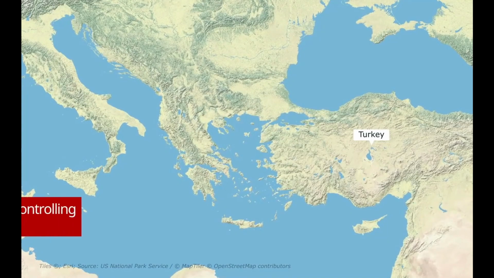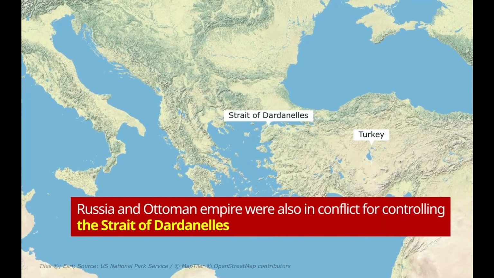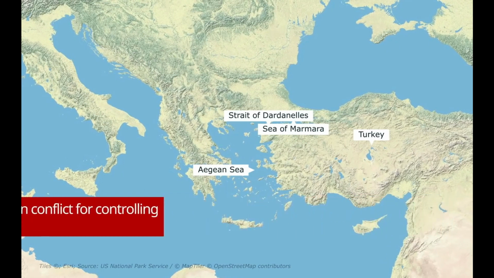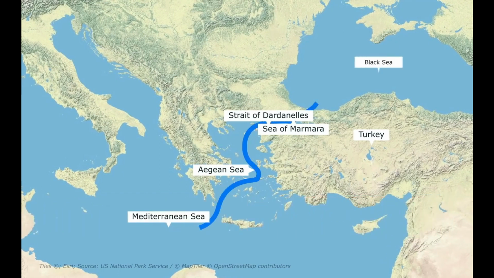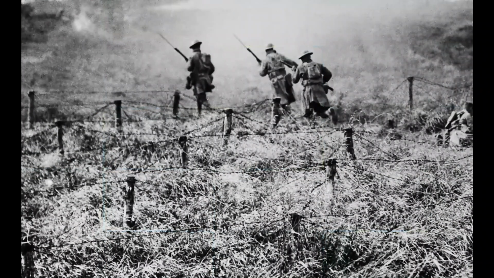Friends, apart from this, there were some other reasons for the war, such as the conflict between Russia and the Ottoman Empire to control the Strait of Dardanelles. The Strait of Dardanelles connects the Aegean Sea and the Sea of Marmara. This is a gateway to the Mediterranean Sea via the Black Sea. Its strategic location was very important from the point of view of trade. So these were some fundamental reasons.